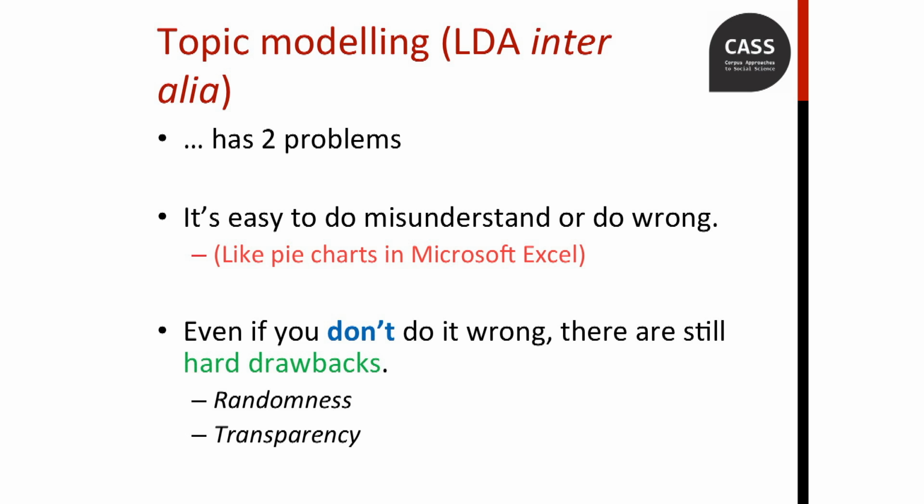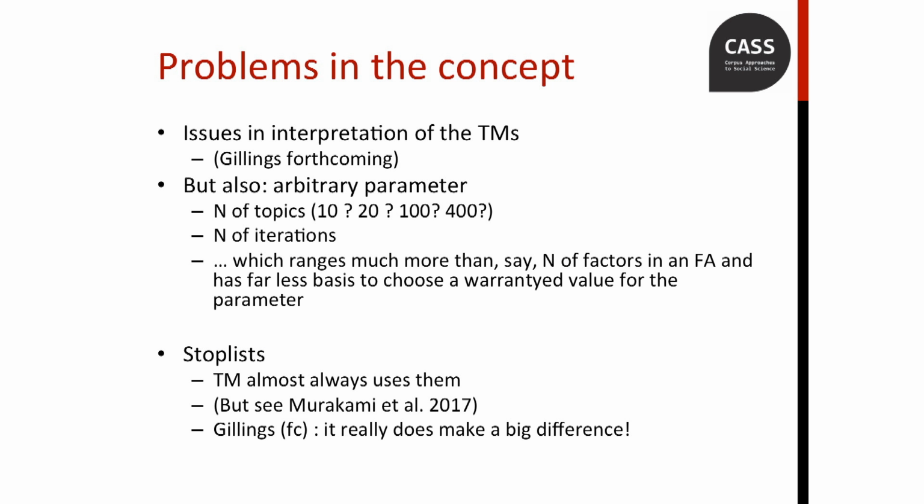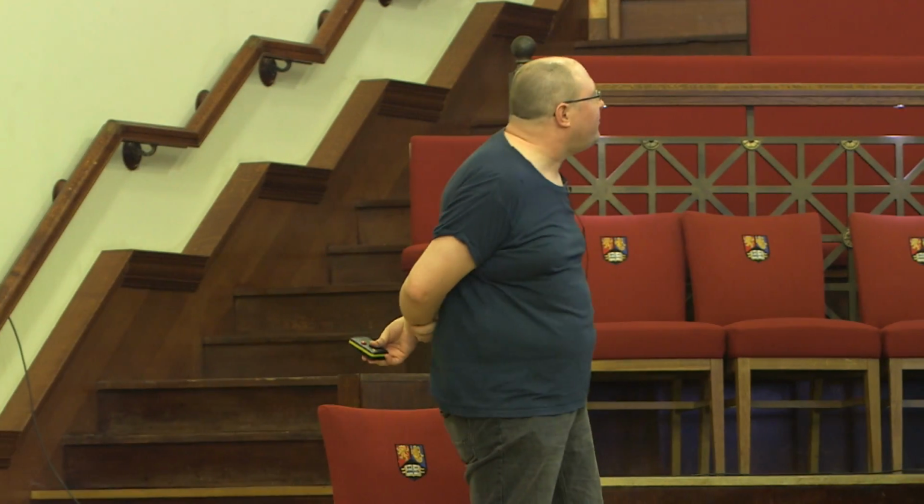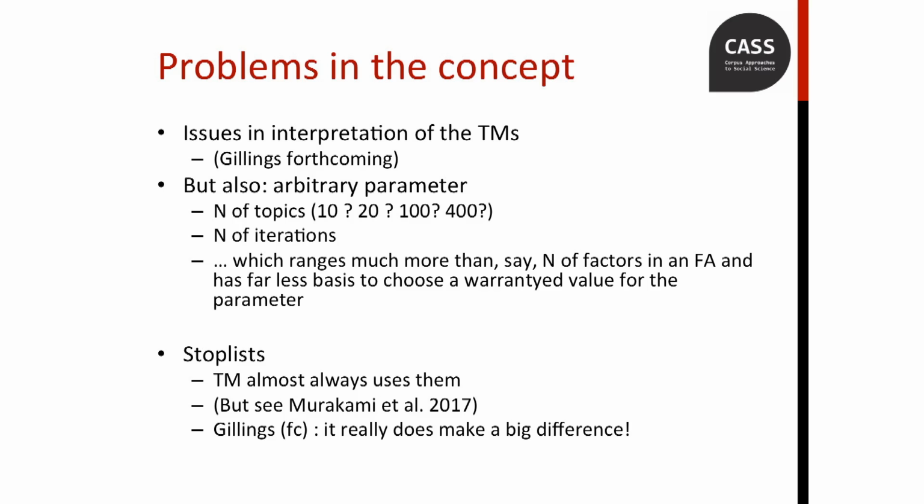So, you can get past these by being careful, like Susan and Paul and crew were. But even if you don't do it wrong, there are two hard drawbacks, and they are randomness and transparency. Problems in the concept arise from this transparency issue, the issue in interpreting the topic modeling. And I have to thank Matthew Gillings here, who is writing a paper about this, but he let me read it in advance, because he did a big study not of the actual topic modeling, but of how the interpretation of it works. So there's all kinds of issues in what can go wrong when you're sitting there with the output in front of you and trying to interpret it.